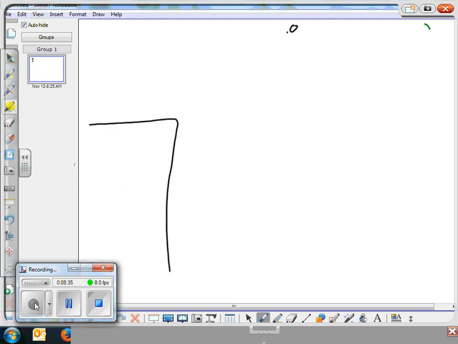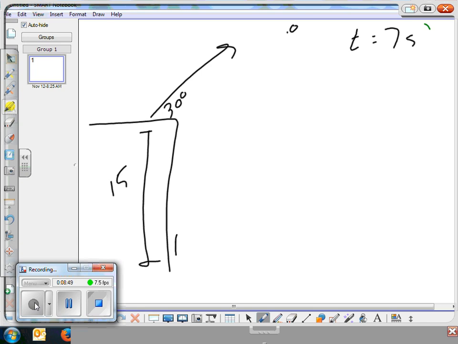Okay, let's say that we have launch at 30 degrees, and we have a displacement here of 15. And we have a time here of 7 seconds. The question is, how far in the x direction do we go? Any ideas?